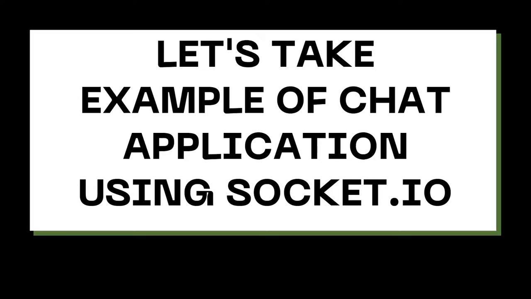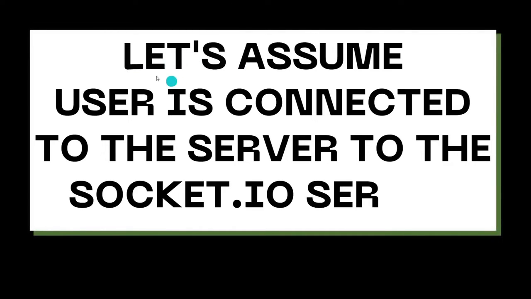So if the chat application is built using Socket.io, then we know that the connection between the Socket.io server and the client is persistent. So first, let's assume the user is connected to the server, to the Socket.io server. So we are assuming here that the user, or the client, is connected to the Socket.io server. Okay, so if they are connected, then the connection between the user and the server is persistent.